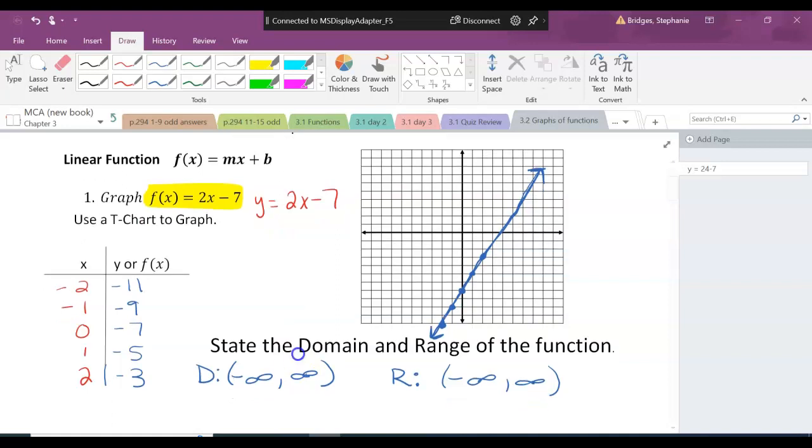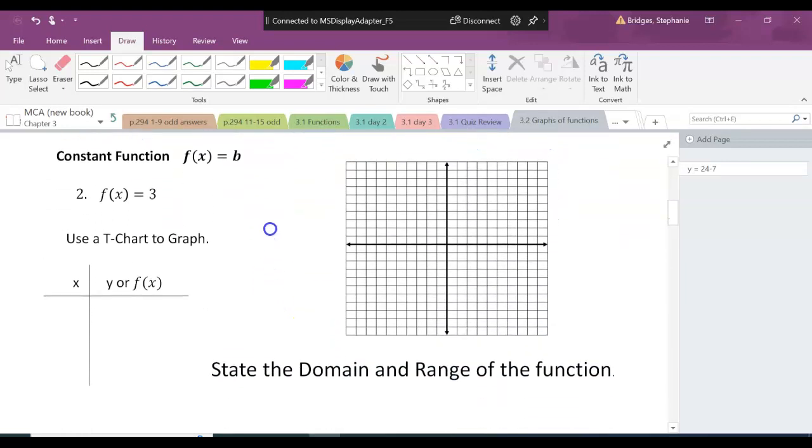All right. So the second one is what we call a constant function, where you have f of x is equal to some number b. That's the generic form of it. And I gave you an example that we are going to graph here, and that's f of x is equal to 3. But again, what do we know f of x is equal to? Y. So I'm going to change that to y equals 3 so that I can look at it as I plug these numbers in. And we are still using those same 5 values: -2, -1, 0, 1, and 2.